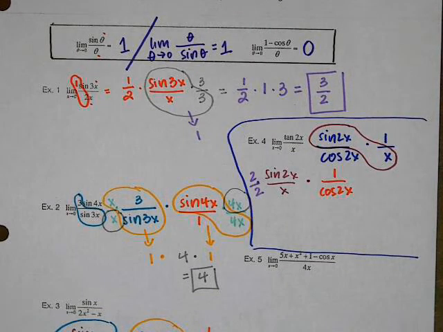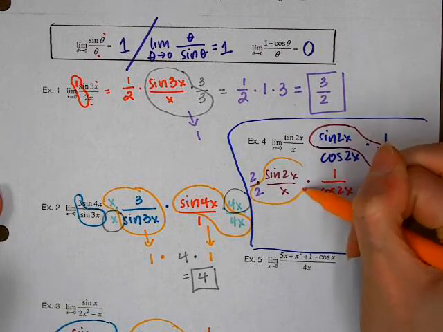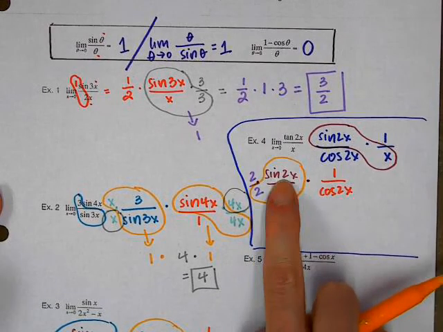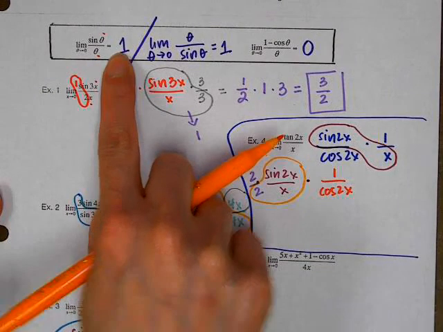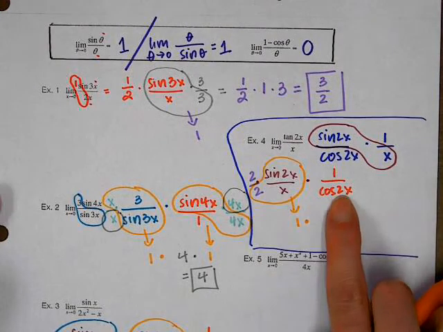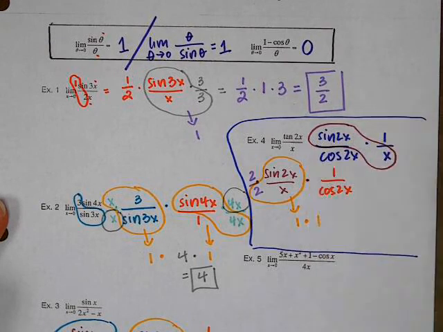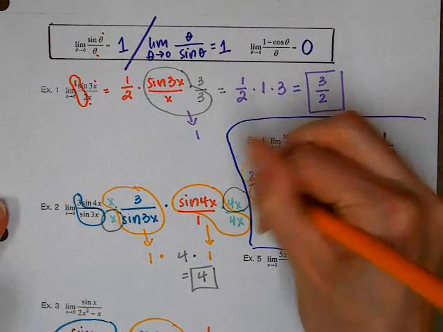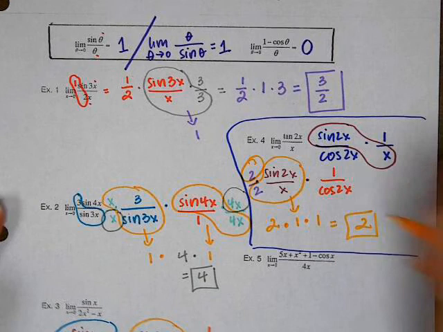All right, let's see if you guys can see our trick in action here. If we group these together, what's sine 2x over 2x? Well, we know that that's 1. Right, so that goes to 1. And then times, this guy we can just plug in 0 because cosine of 2 times 0 is 1, and 1 over 1 is 1. And then don't forget we have this 2 also. So this one equals 2.